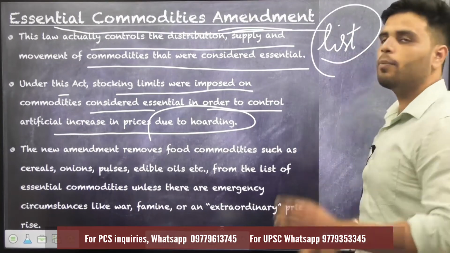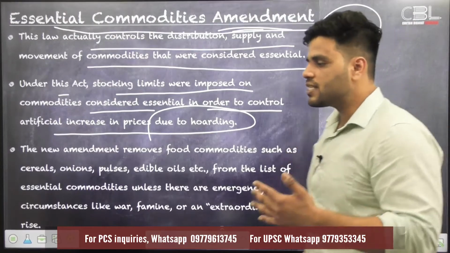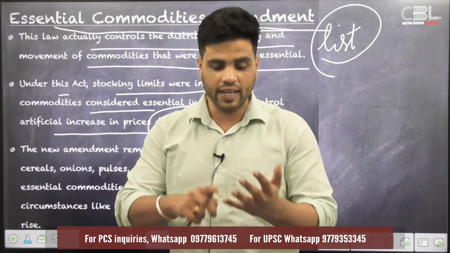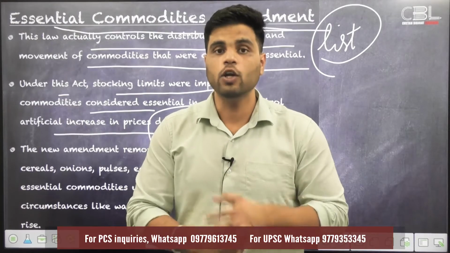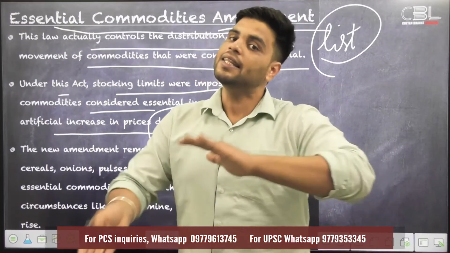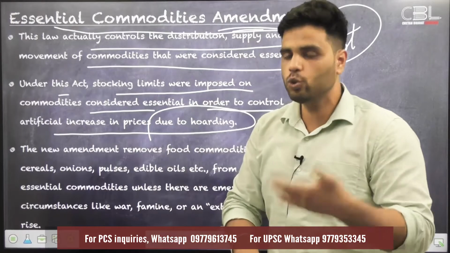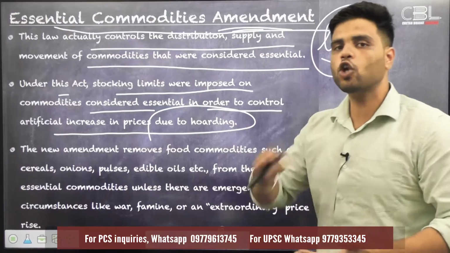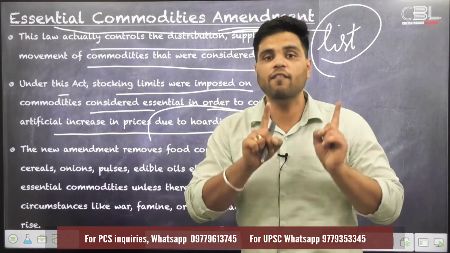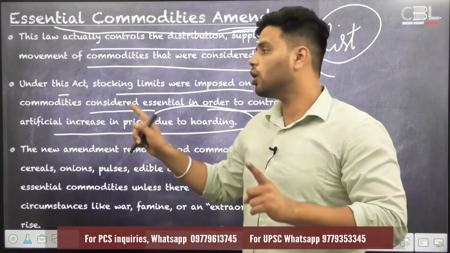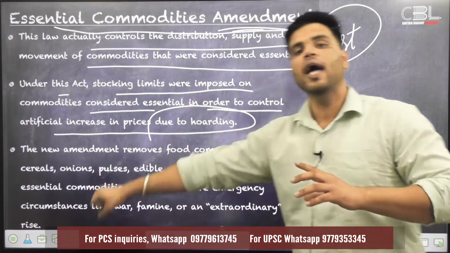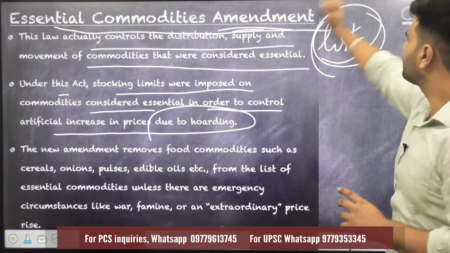But it is conditional upon one circumstance, which is that there is no emergency situation. In case there is a war or a famine or the prices of these agricultural commodities rise beyond 100%, then the government can use the emergency clause and put stocking limits on these agricultural commodities. But unless that happens, the government is not allowed to put stocking limits on these agricultural commodities. Agricultural commodities are now extracted out of this list.